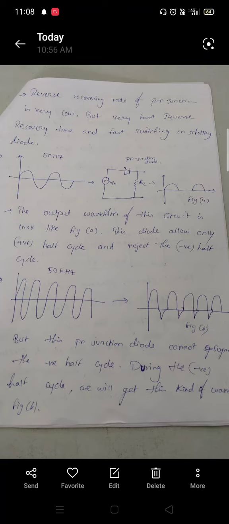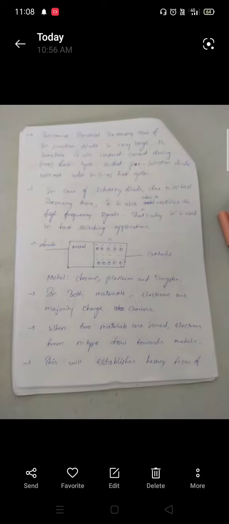But this PN junction diode cannot suppress the negative half cycles. During the negative half cycle period, we will get this kind of waveform, which is displayed in figure B. Because of the reverse biased condition, the reverse recovery time of the PN junction is very low, so sometimes it will conduct current during the negative half cycle also, so the PN junction diode will not work properly in the negative half cycle.